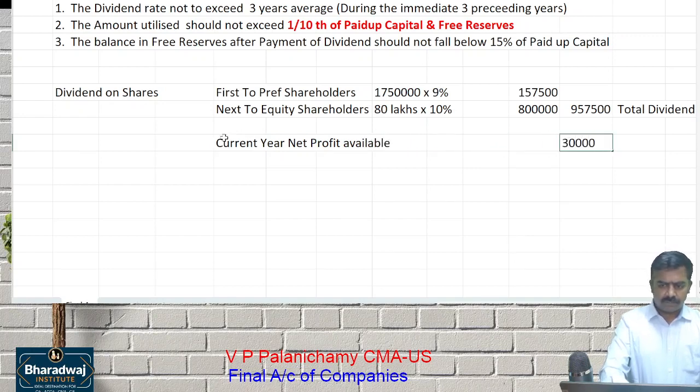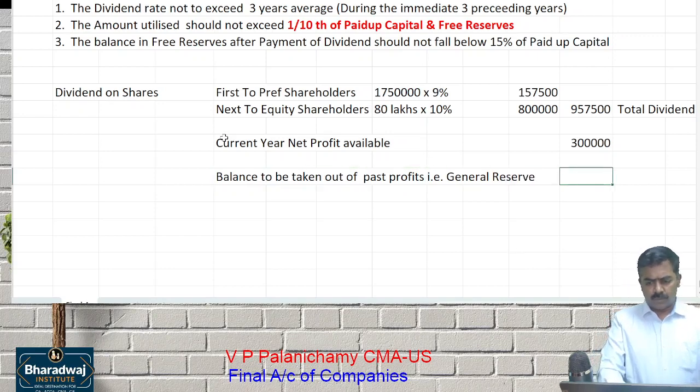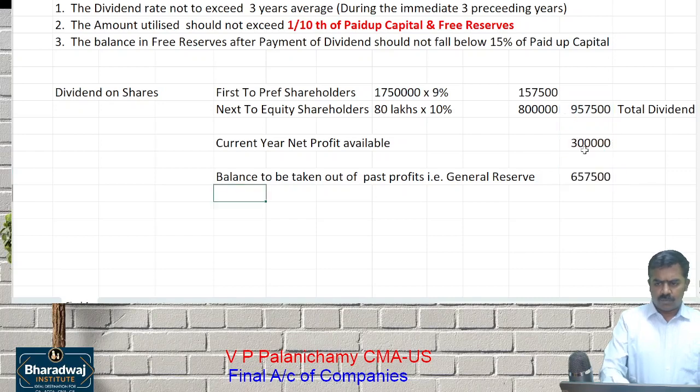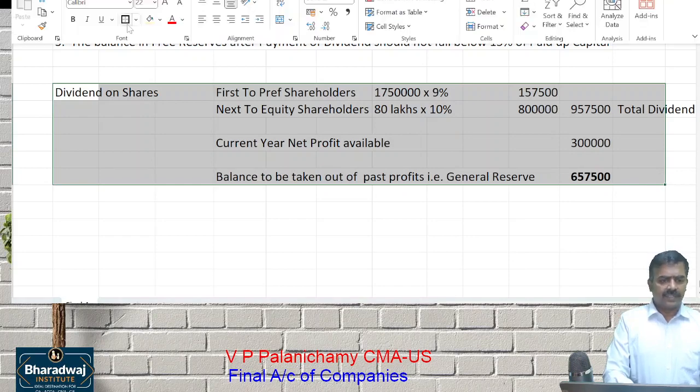Three lakhs. So balance to be taken out of past profits. That is out of general reserve. So we want to use this much from general reserve. This is what the company wants to do.